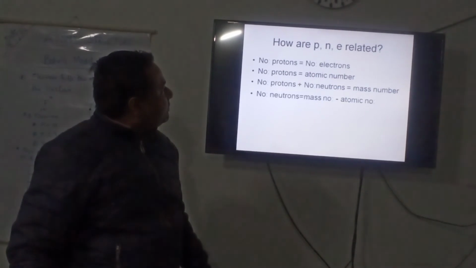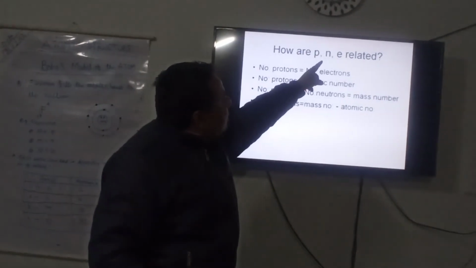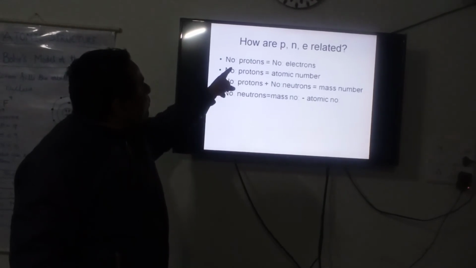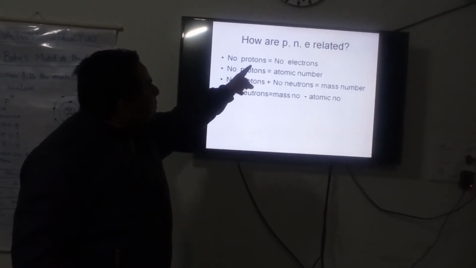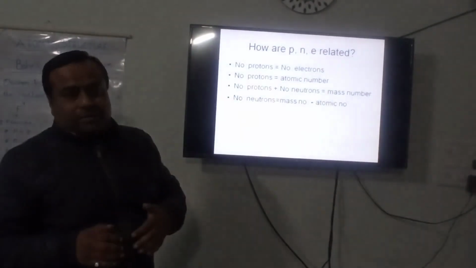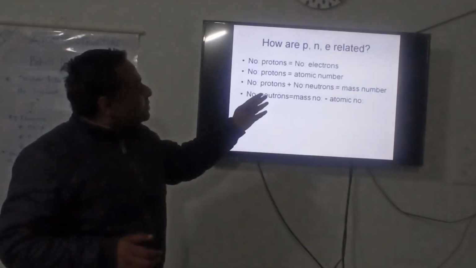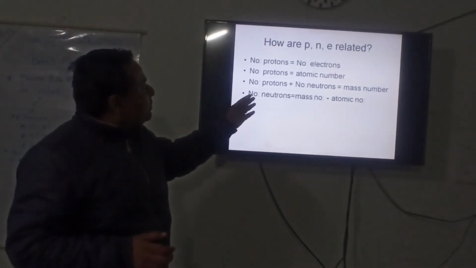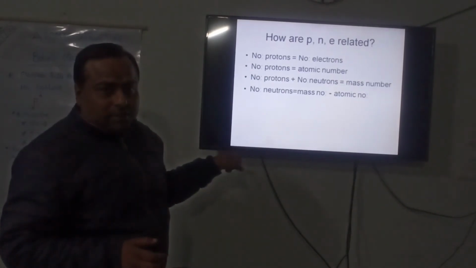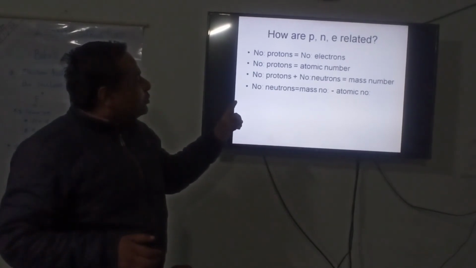This is the relation between proton, neutron and electron, and how they are related. The number of protons is equal to the number of electrons in an atom. The number of protons is equal to the atomic number. The number of protons plus the number of neutrons is equal to the mass number, and the number of neutrons is equal to the mass number minus the atomic number. This way the protons, neutrons and electrons are related to each other.